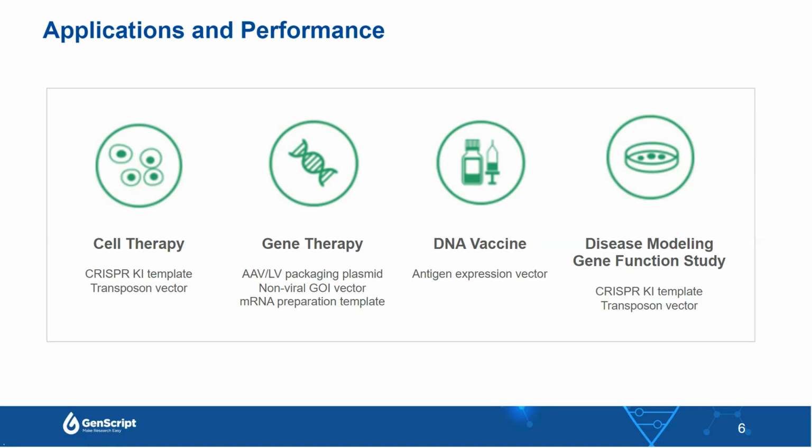GenCircle can be used in various applications to replace conventional plasmids, to eliminate the biosafety concern and improve the performance. It can be used in cell therapy as the CRISPR knock-in template or the transgene vector for transposons, or it can be used in gene therapy as the material for virus packaging, or used as the non-viral gene of interest vectors, or as a material to protect the mRNA.